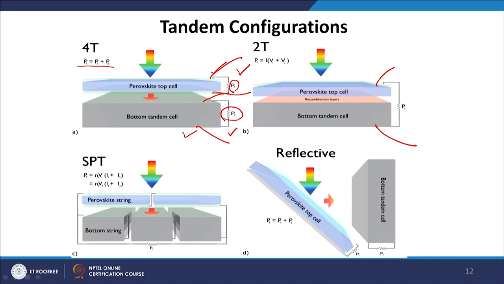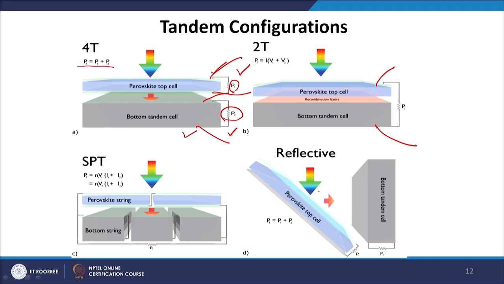But here, of these two solar cells, one we are using as a top electrode and another one as a bottom electrode. So, there is a significant difference between the configurations of these four terminal and two terminal devices. We are also showing the reflective mode: if the perovskite is used as a top cell, the light falls on here, then it is also possible that the light reflects and couples to the bottom tandem solar cell. Also, there is a possibility of the light transmitting through here. So, the light can be coupled either through transmission or through reflection.